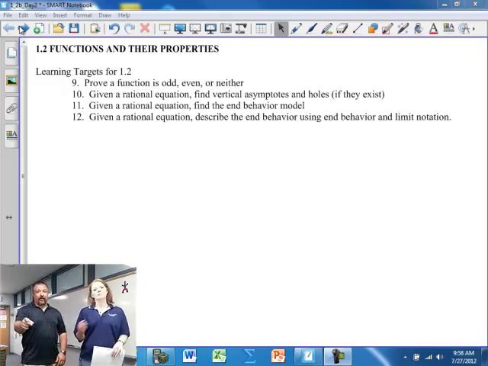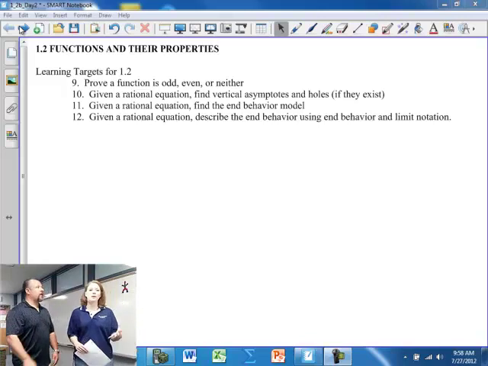This will be shorter than yesterday, I promise. Shorter, but it's still got some very important vocabulary, so we want to give it its own day.